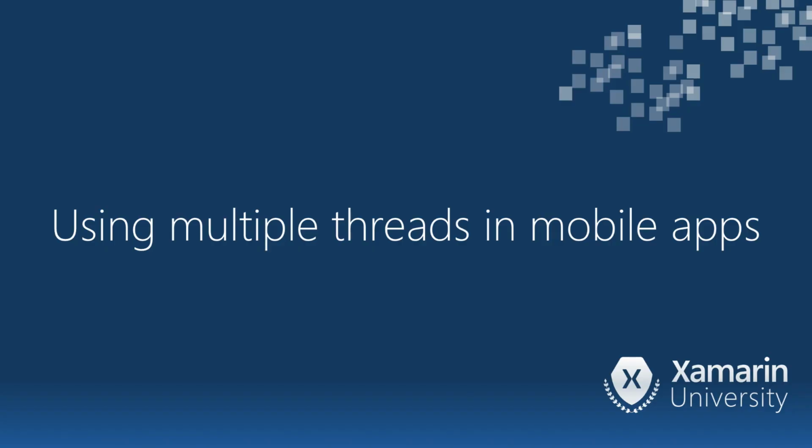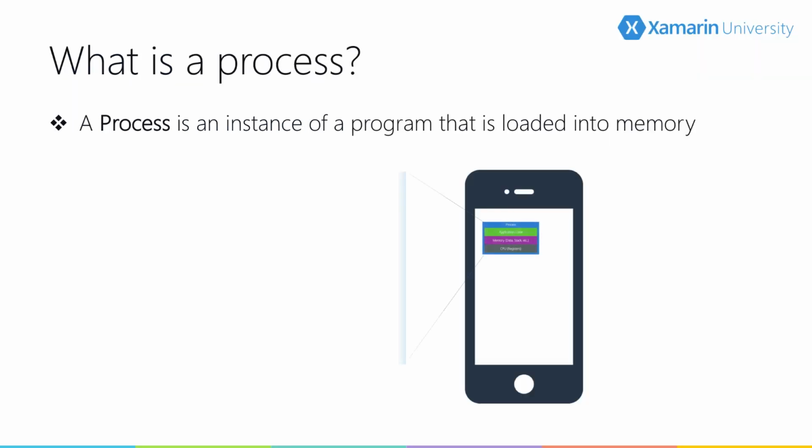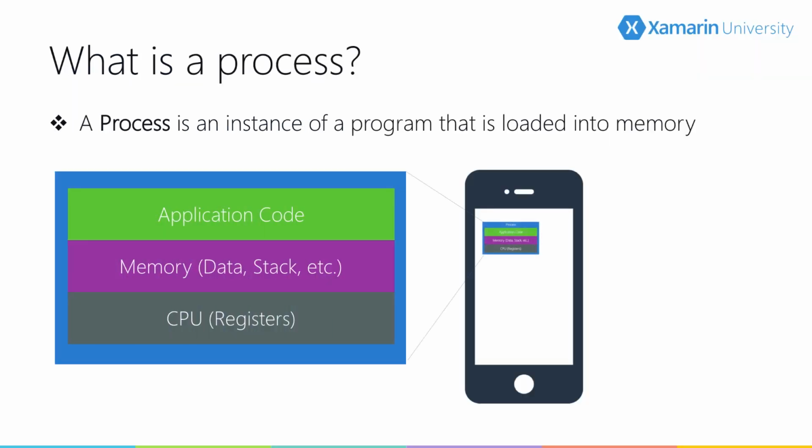We start by looking at how we can utilize multiple threads in our apps. We first have to differentiate between processes and threads because often there's a bit of confusion about these two terms. And then we want to have a look at how we can keep our application responsive. Let's start at the beginning.